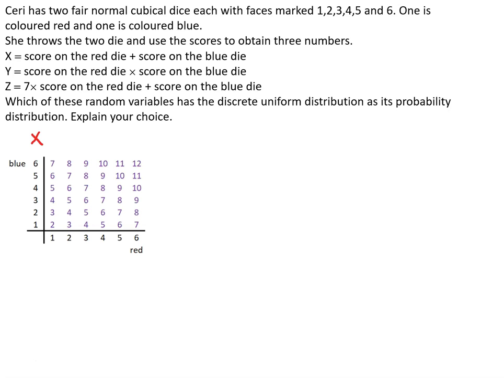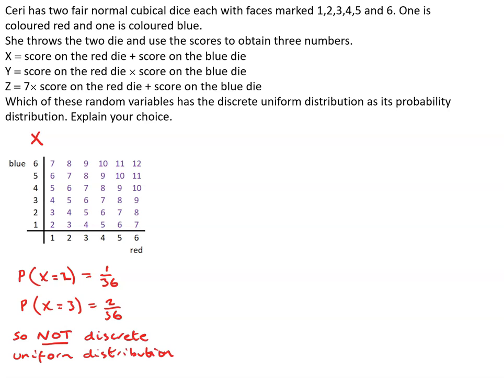So for X, we've got an outcome space diagram that looks like that. And we can see here that we've got possible scores of 2, 3, 4, 5, 6, 7, 8, 9, 10, 11, 12, but they certainly do not have equal probabilities. For instance, the probability that X equals 2 is 1/36. The probability X equals 3 is 2/36. So it cannot possibly be a discrete uniform distribution, because if it was, all the probabilities would have to be the same.